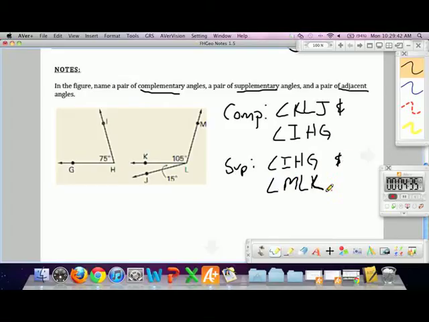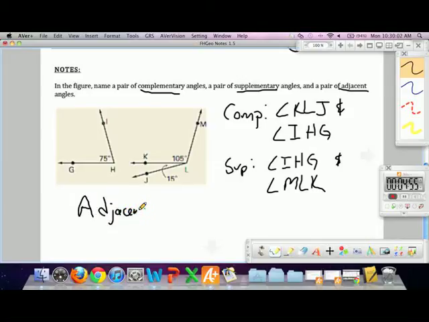And what's our last pair? What's an adjacent pair? A pair that shares a side. Angles, repeat that one more time.